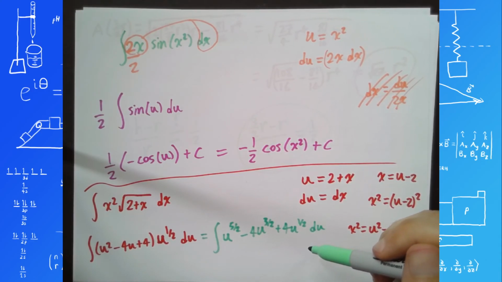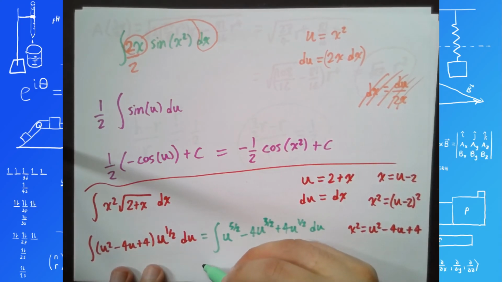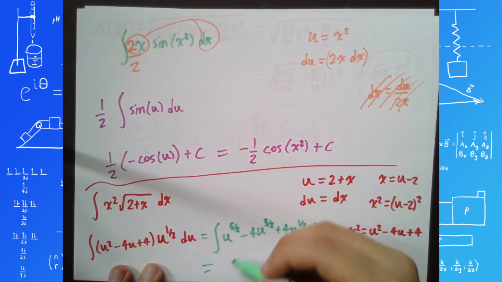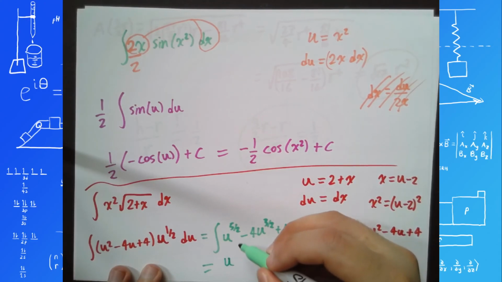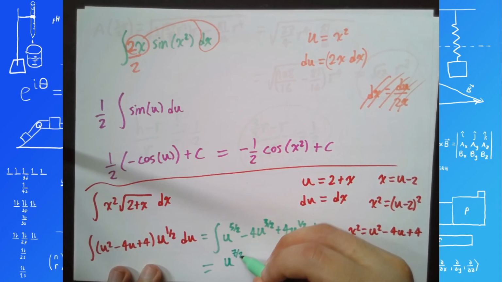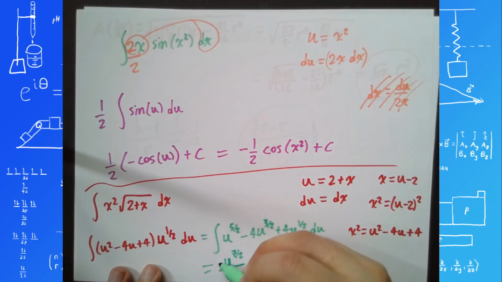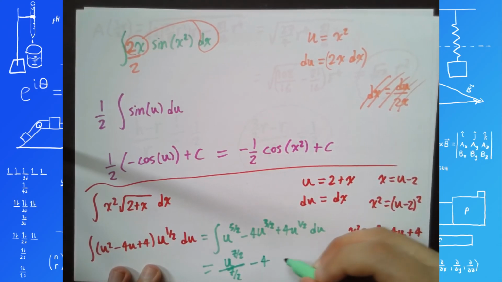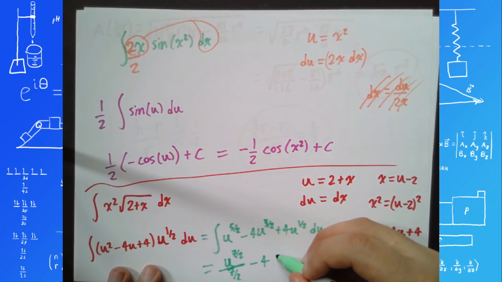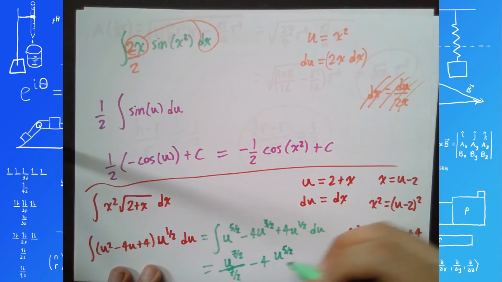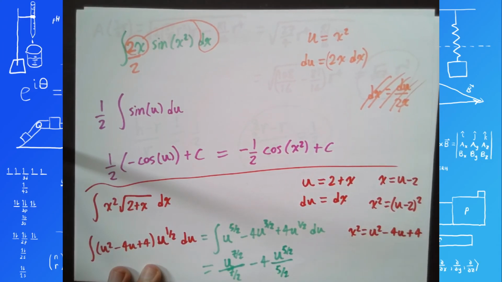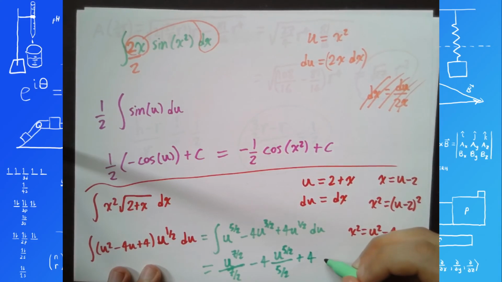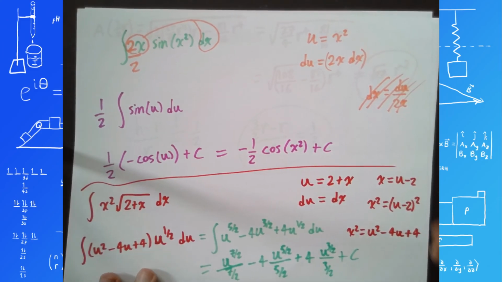Okay, and if we go ahead and integrate using our classic power rule, we will get u to the 5/2 plus 1 is 7/2 divided by 7/2. In other words, times 2/7. Well, I'll just say divided by 7/2 for now. Minus 4 u to the, if we add 1, that becomes 5/2 over 5/2 plus 4 u to the, that's going to become u to the 3/2 over 3/2 plus a constant.